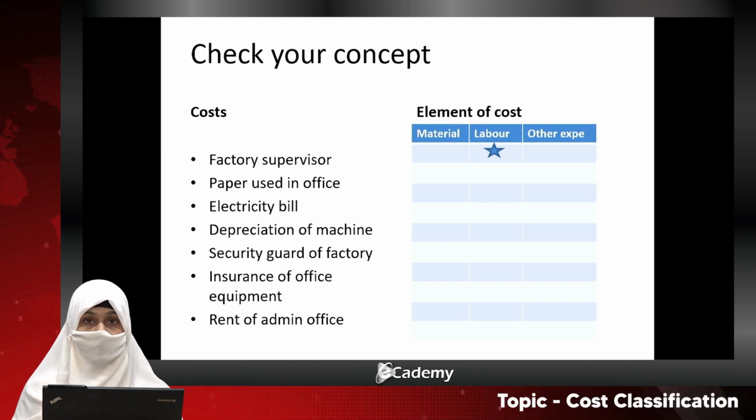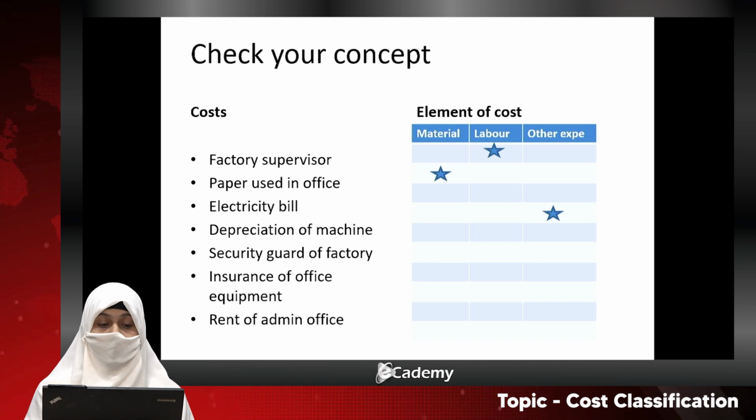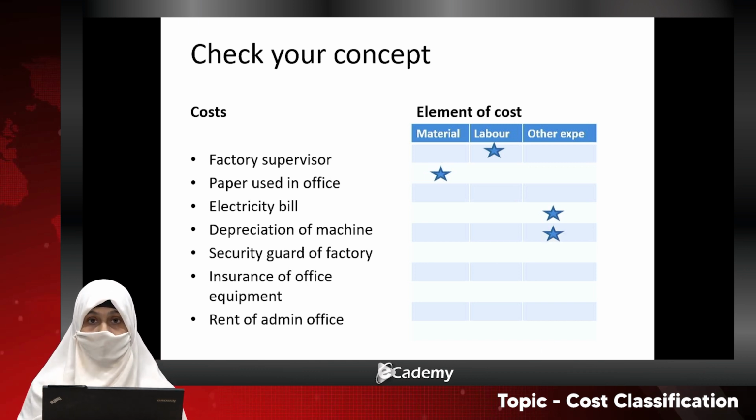Paper used in office. Paper is a non-living thing, it's a thing. So if I'm buying paper to be used for printers or other administrative tasks, obviously it's material. Electricity bill is neither a material nor a labor, it's other expense. Likewise, depreciation is not a material, not a labor too, it's also under the head of other expenses.